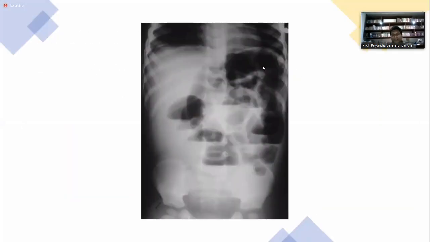What is this? Again, this child presented with distension, feed intolerance, and vomiting. What is the diagnosis? Intestinal obstruction. Yeah, where? Small bowel obstruction. Small.